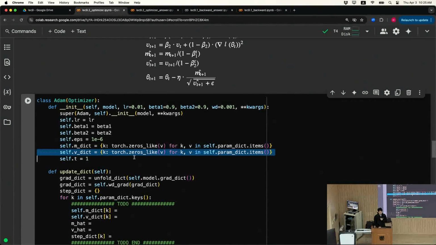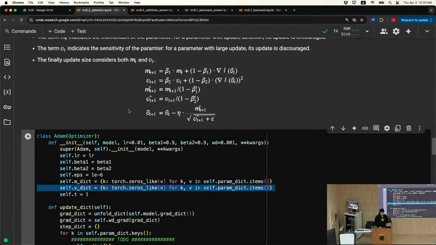Right. So if our model is a 1 billion parameter model, we need 3 billion: one for the theta, one for the momentum, one for the velocity. Is it still worth it? I think so, because everybody uses Adam for its stability.